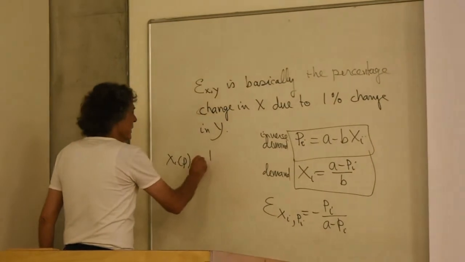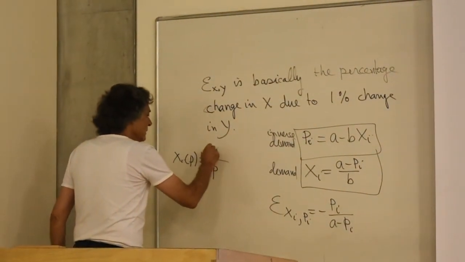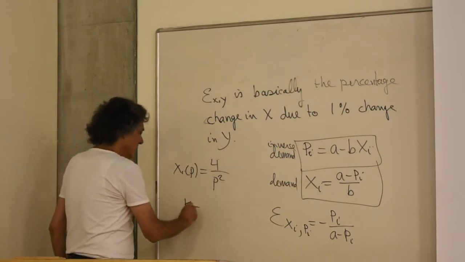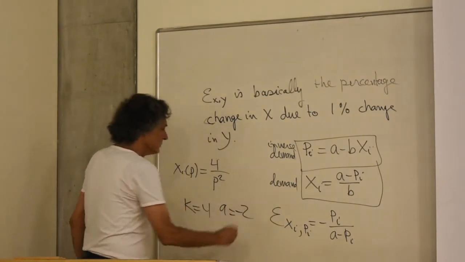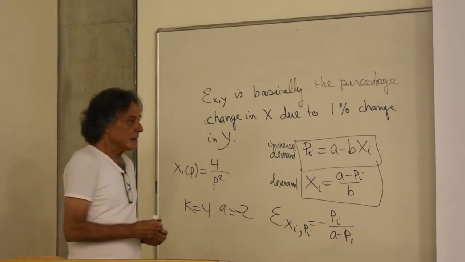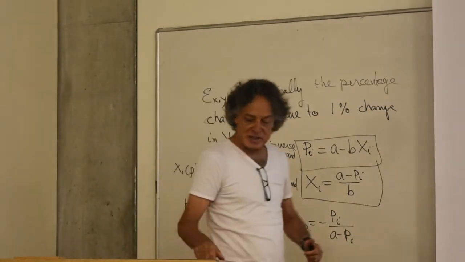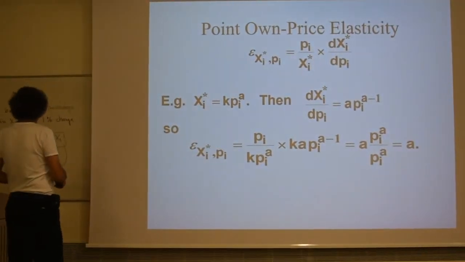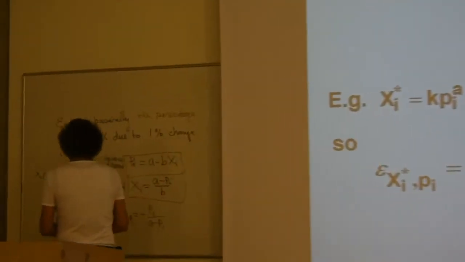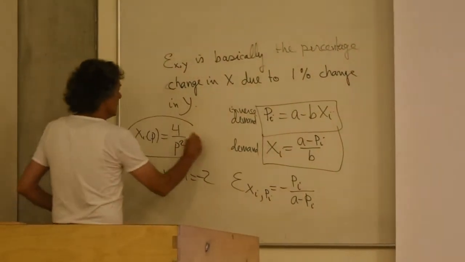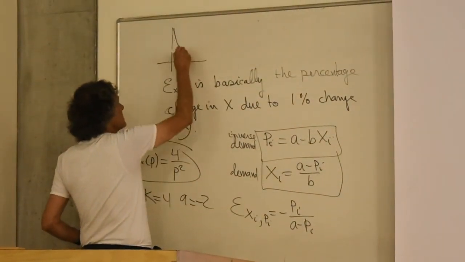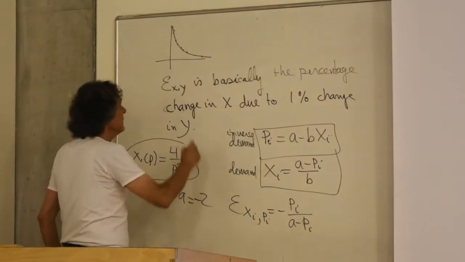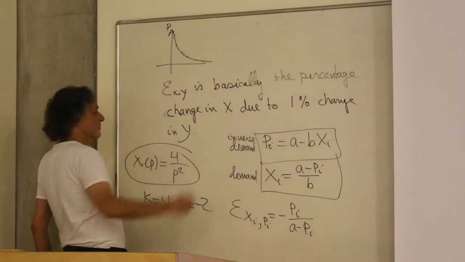a. Namely, for such a demand function, for instance, if you like, and as an example, suppose that x_i of p is 1 over p squared, or 4 over p squared. So k is 4, and a is minus 2. In that case, what is the elasticity? Constant. Namely, no matter where you are on the graph, such a demand function obviously looks like this, and at any point the elasticity is the same. It has nothing to do with the price.